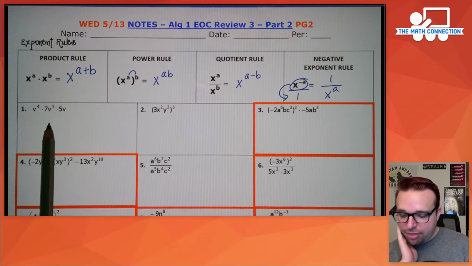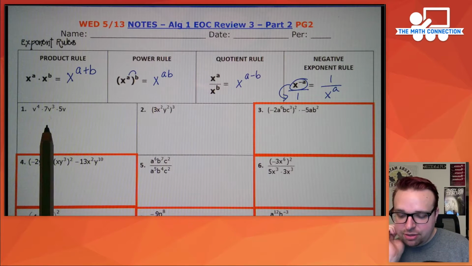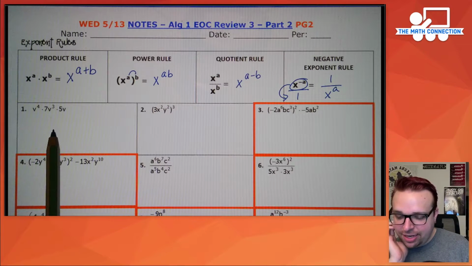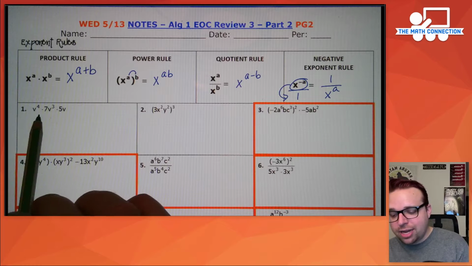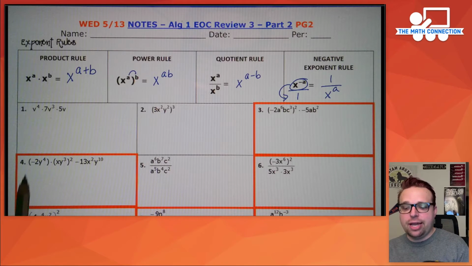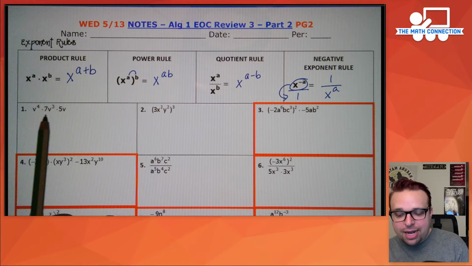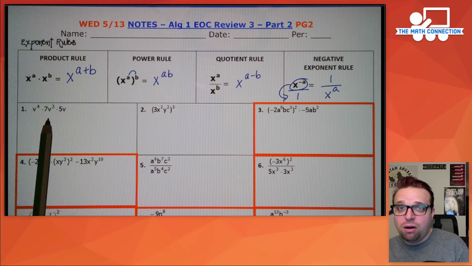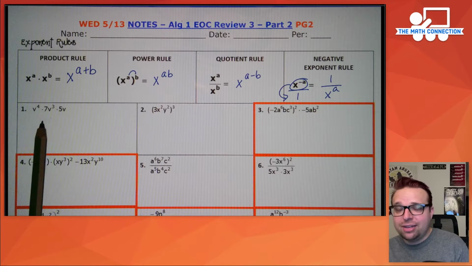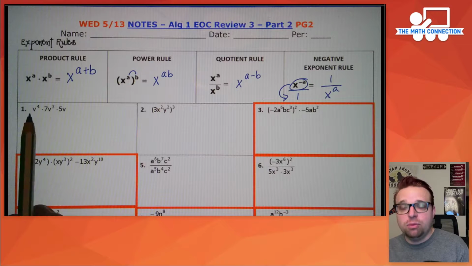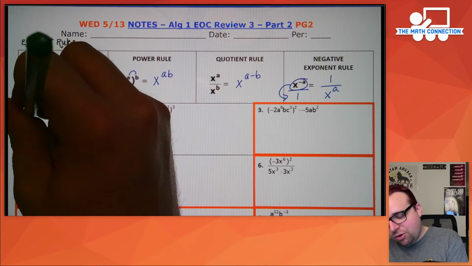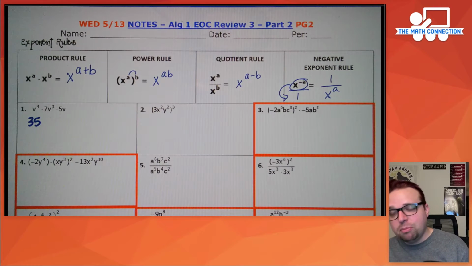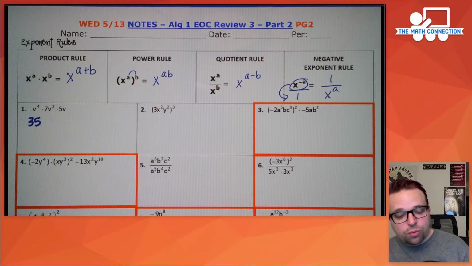V to the 4th times 7v to the 3rd times 5v. Okay, numbers first, coefficients, right? So we have 1 times 7 times 5, okay? I'm able to combine those because they're all sort of like terms because it's the same variable. So 7 times 1 is 7, and then 7 times 5 is 35. That's numbers first. Then work with the exponents.